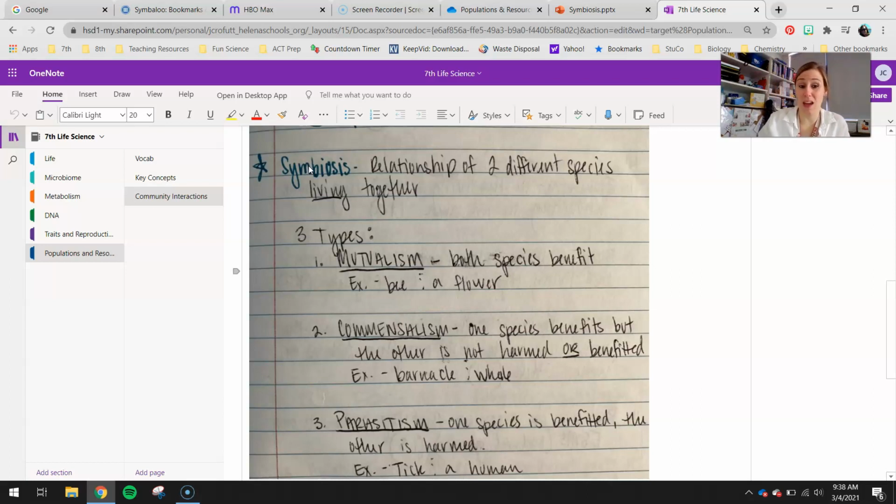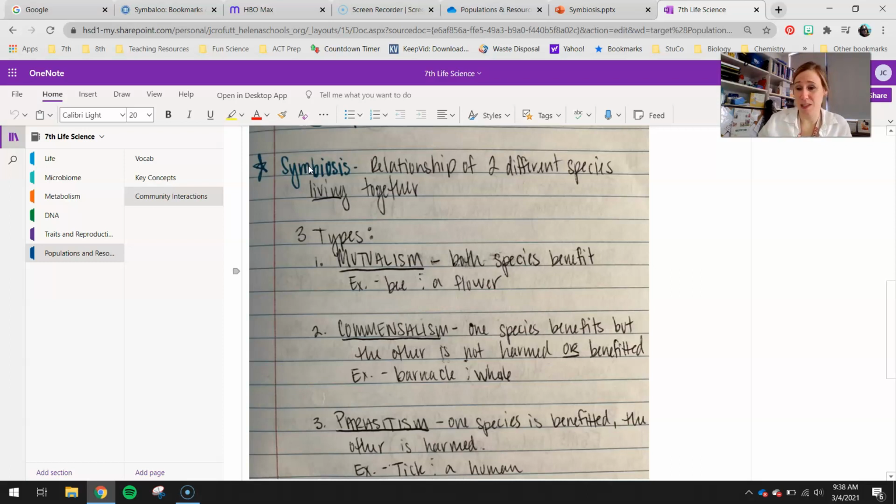And same with competition. It's usually positive for one, but the one who's getting booted out of that competition and not getting the resources they need, it's not so much positive for them. Versus you guys will see a lot more positive relationships in here. Not always the case, but you guys will see some examples.